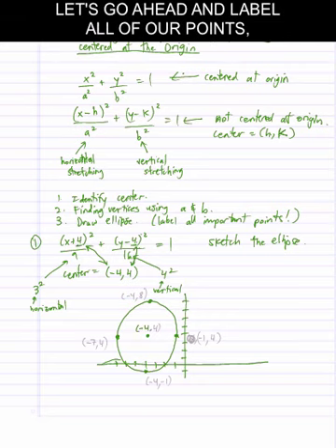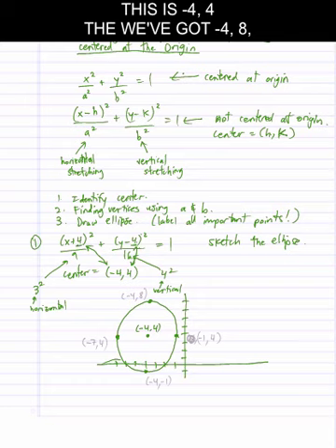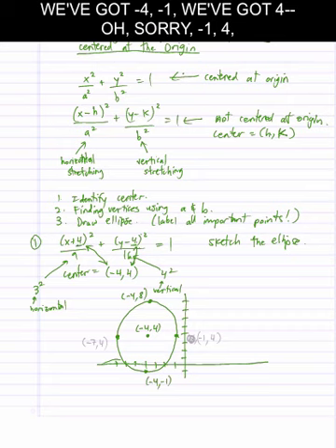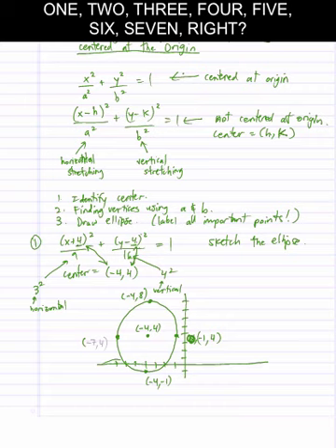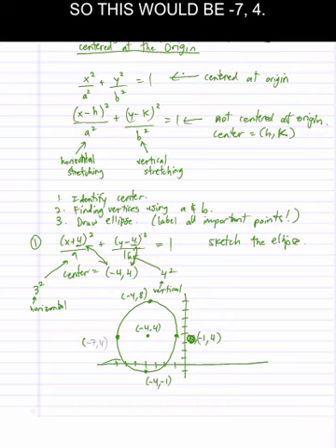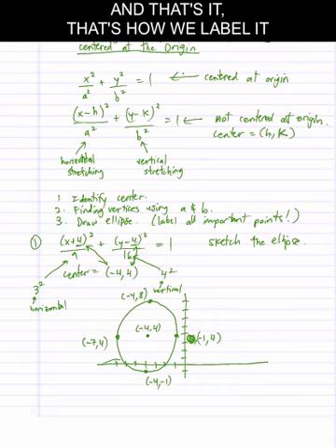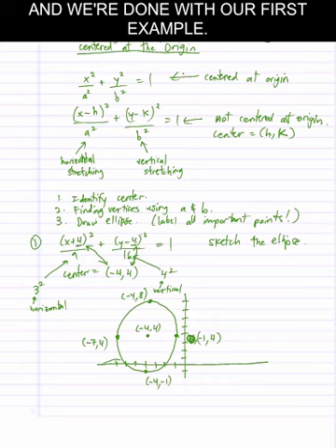Let's go ahead and label all of our points. This is negative 4, 4. Then we've got negative 4, 8. We've got negative 4, negative 1. We've got negative 1, 4. And then over here we've got 1, 2, 3, 4, 5, 6, 7, right? So this would be negative 7, 4. And that's it. That's how we label it, and we're done with our first example.